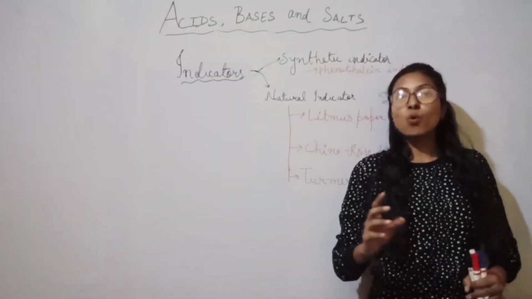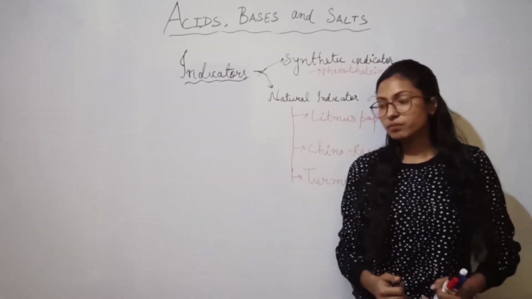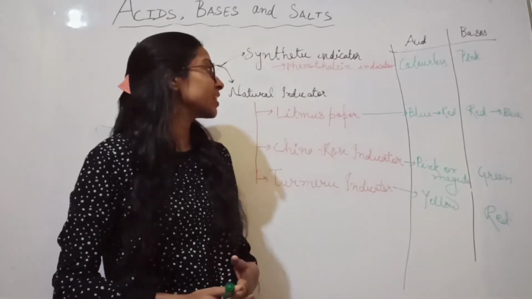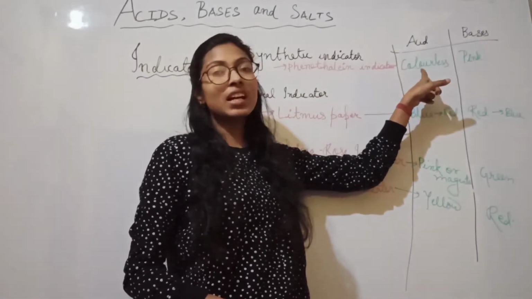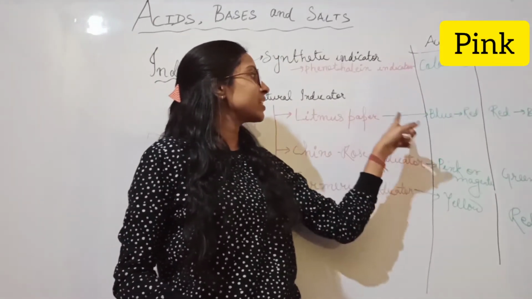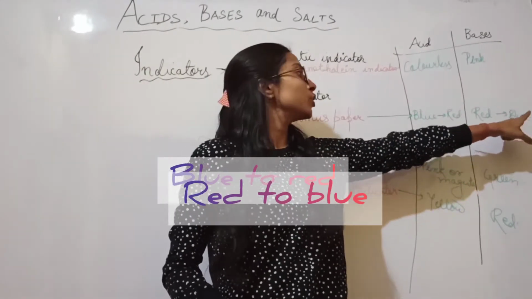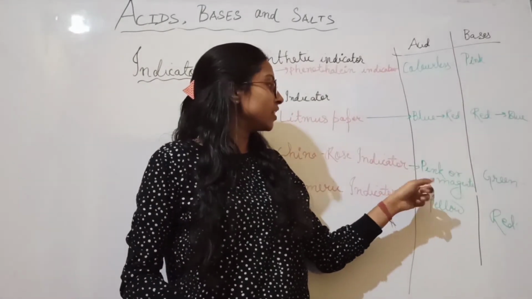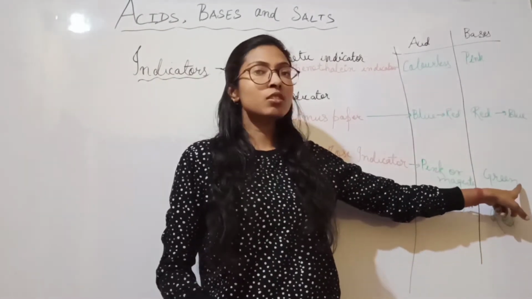Now we will see what color changes occur when we put the indicators in an acid or a base. Phenolphthalein indicator, if put in an acid, will be colorless, and in bases it will be pink. Then litmus paper: in acid, blue litmus paper will turn red, and in bases, red litmus paper will turn blue. Then China rose indicator: in acid it will turn pink or magenta, and in bases it will turn green.